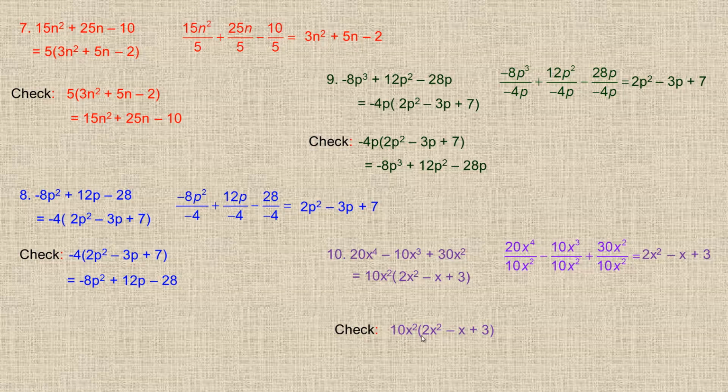So 10x squared times 2x squared would be 20, because 10 times 2 is 20, and 2 and 2 add to 4, so x to the fourth. 10x squared times negative x, so 10 times negative 1 is negative 10, and the 2 and the 1 here add to 3. And 10x squared times 3 would be a 30x squared, and this, for the 10th time, is the same as what we started with. And that's the end of the tutorial.